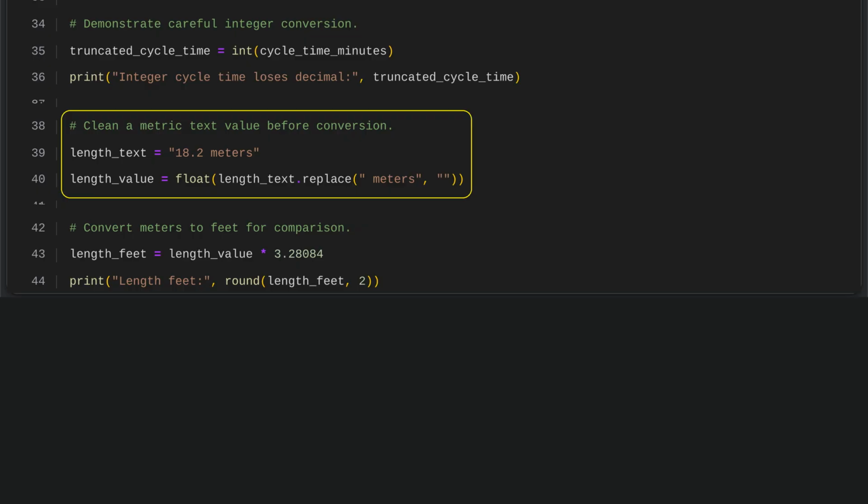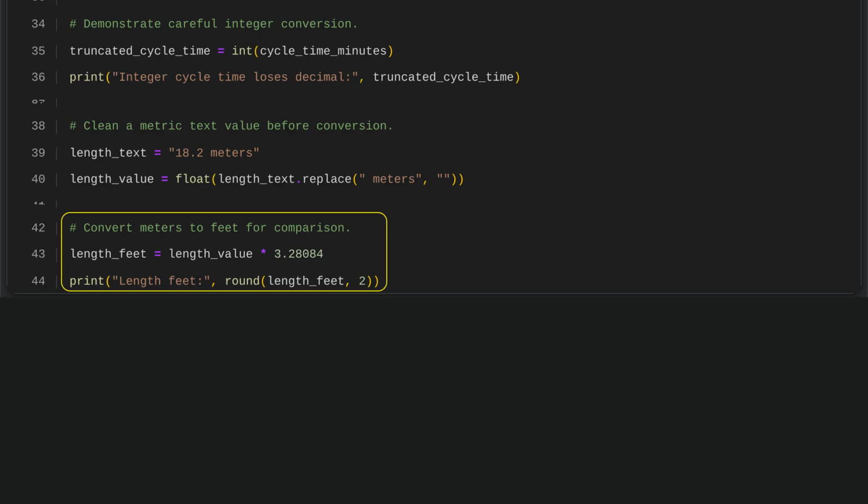A length stored as text includes both a number and the unit meters, so the unit must be removed before calculation. After cleaning the text to keep only the numeric part, it is converted to a floating point number. This makes the length usable in numerical operations.